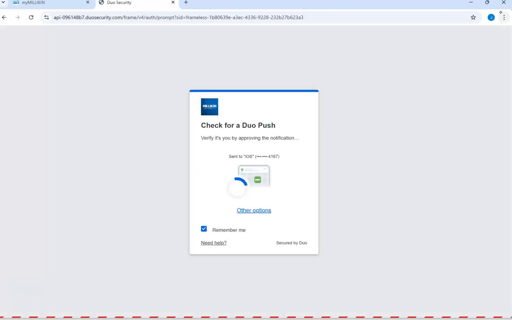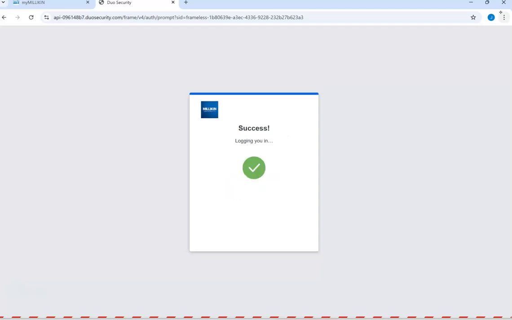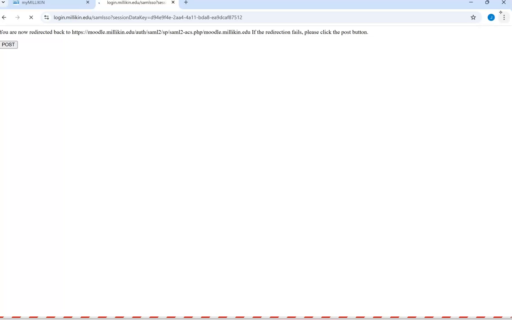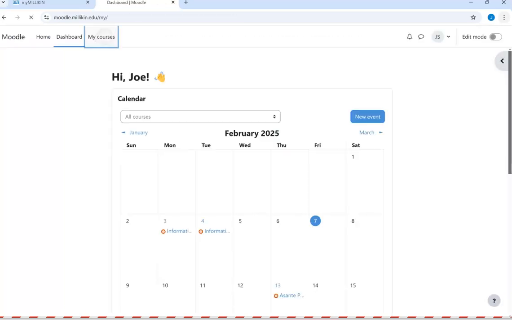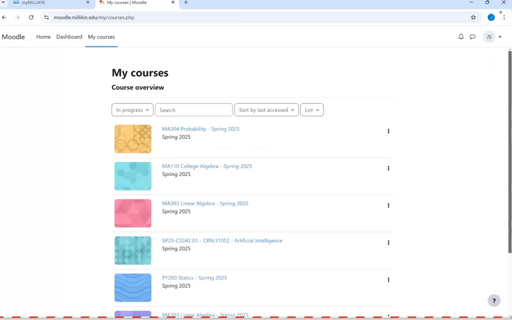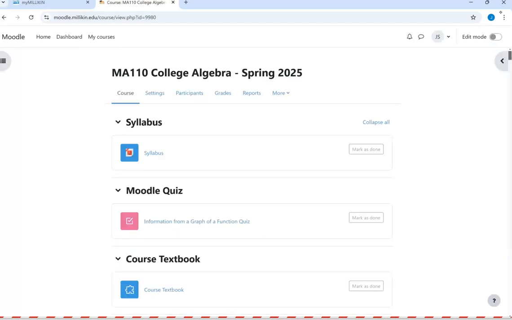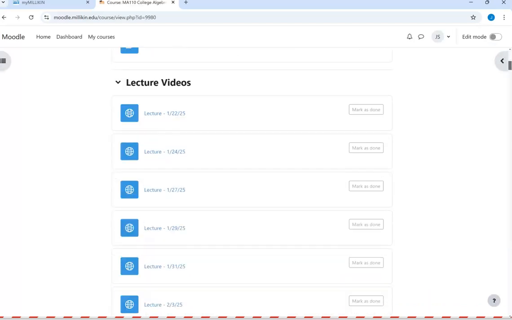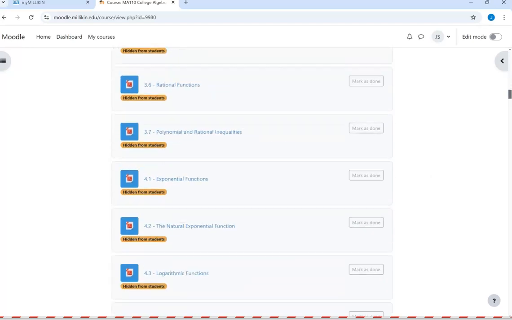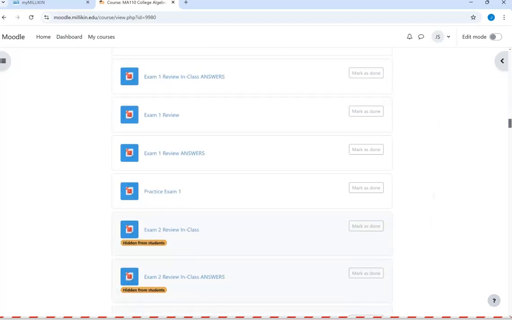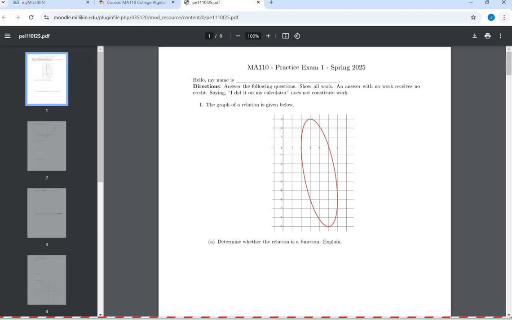Now, of course I have to do my 2-factor authentication. Why wouldn't I? We haven't done that in the last 5 minutes. Let's do it again. All right. College algebra. Yes. Yes. Yep. Yes. All right.